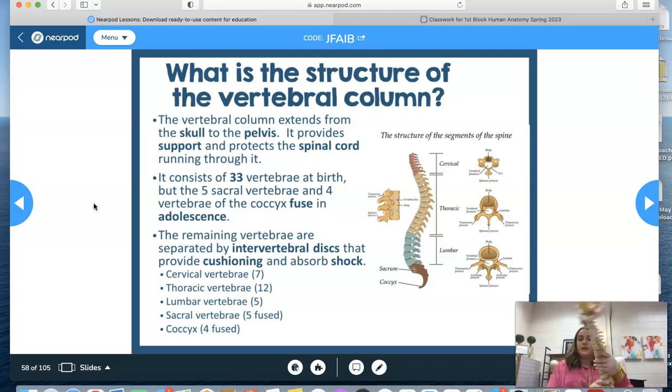So, on this model right here, you see this yellow little rubbery piece. That is the spinal cord. So what the spine, or vertebral column, acts as is a cage, and it protects the spinal cord all the way down the back.